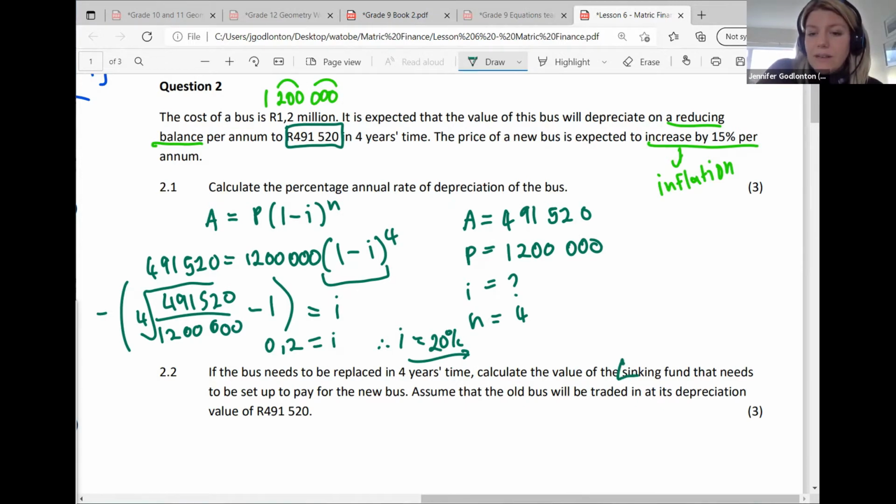Remember, a sinking fund is like a savings fund that a company puts in place so that they will have enough money in a certain number of years in order to replace something that they need to. So generally machinery that needs to be set up to pay for the new bus. Assume that the old bus will be traded in at its depreciation value of 491,520. Okay, so basically we need to figure out what a new bus is going to cost in 4 years time. And then if we trade in our old bus, how much would we still have to pay? So use that to try and guide you.